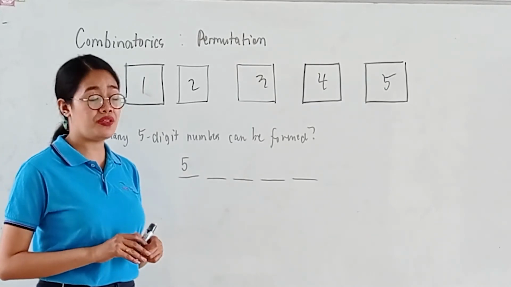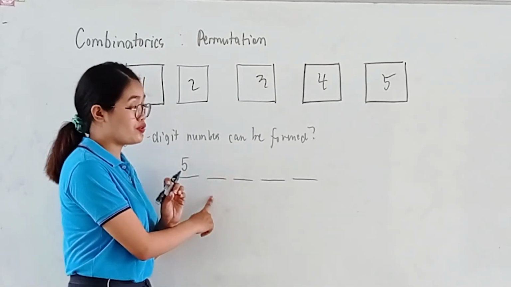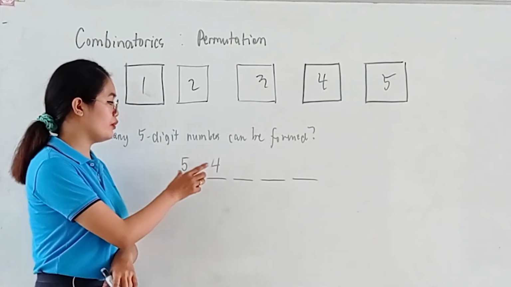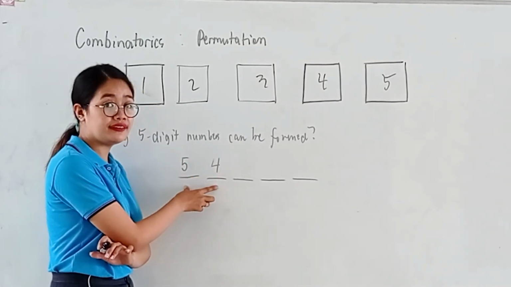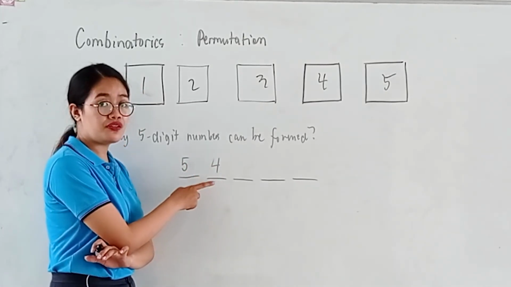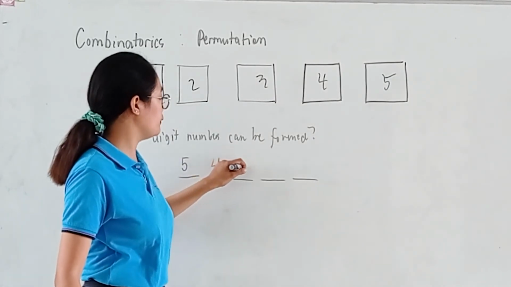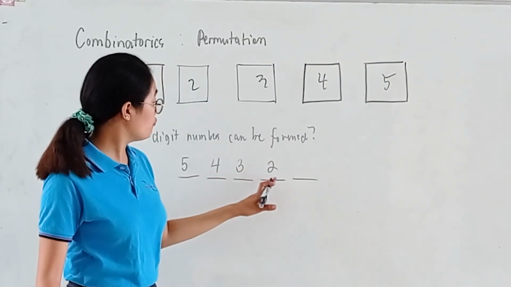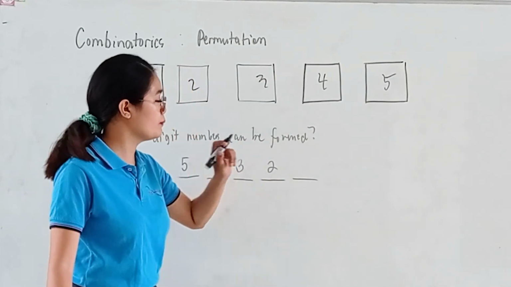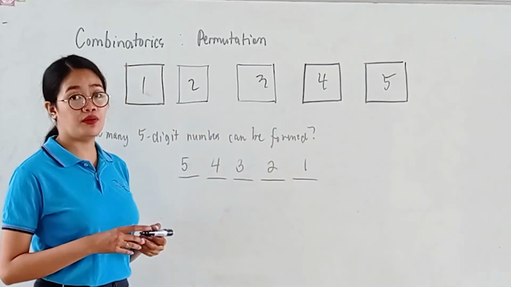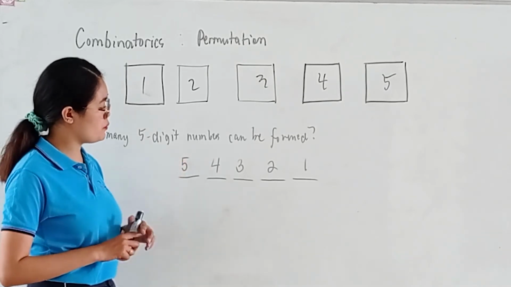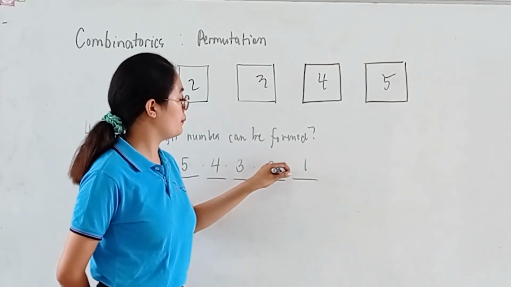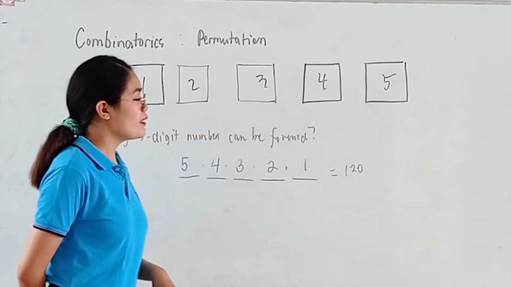And since a card can only be used once, there will be 4 options left for the second position. Since we have already chosen 2 digits for the first 2 positions, we are left with 3 possible options for the third position, 2 possible options for the fourth position, and for the fifth position, we are left with 1 possible option. Applying FTC, multiplying 5 times 4 times 3 times 2 times 1 will give us 120.